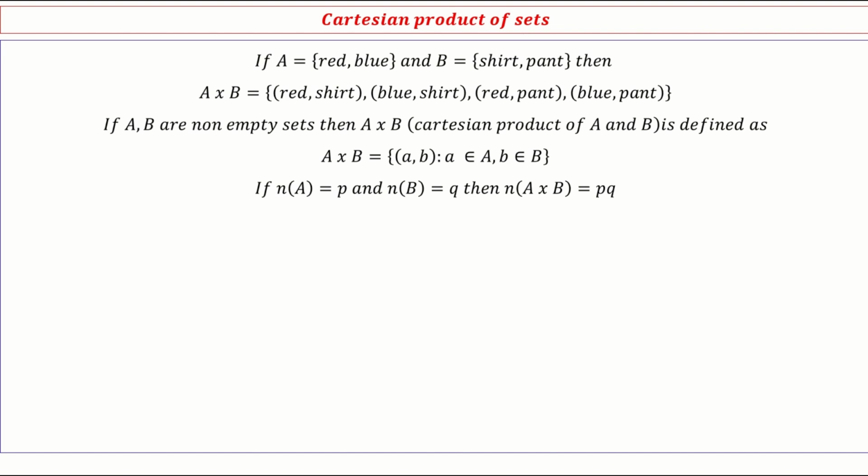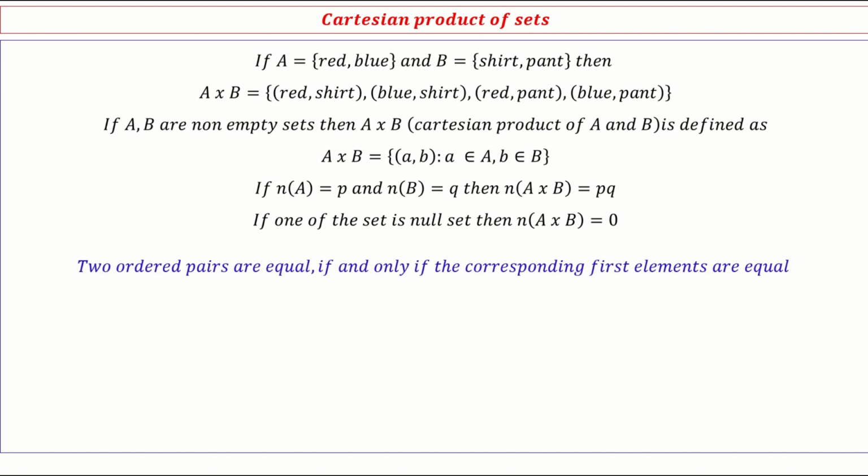Now if the number of elements in A is p, and the number of elements in B is q, then the number of elements in A cross B will be p times q. If any of the sets is a null set, then the number of elements in A cross B will be 0. Two ordered pairs are equal if and only if the corresponding first elements are equal and the second elements are also equal. If I say the ordered pair (a, b) is equal to (c, d), then a is equal to c and b is equal to d. Note this down.